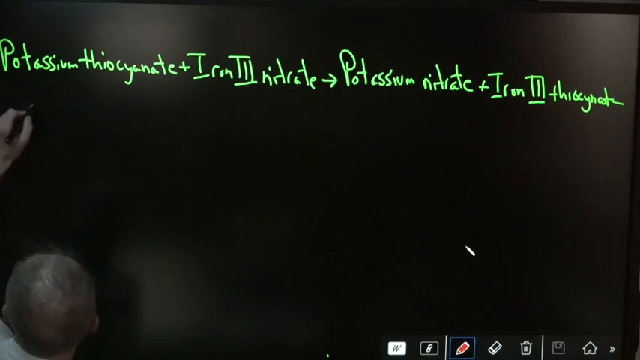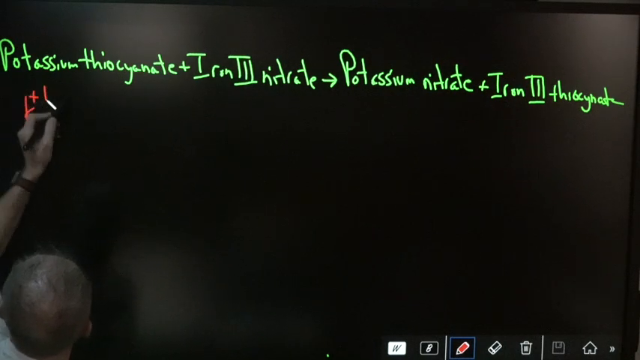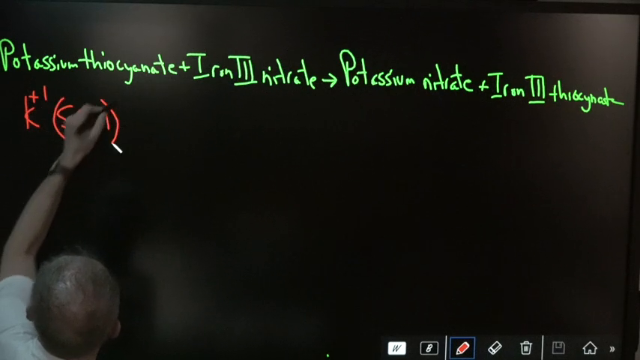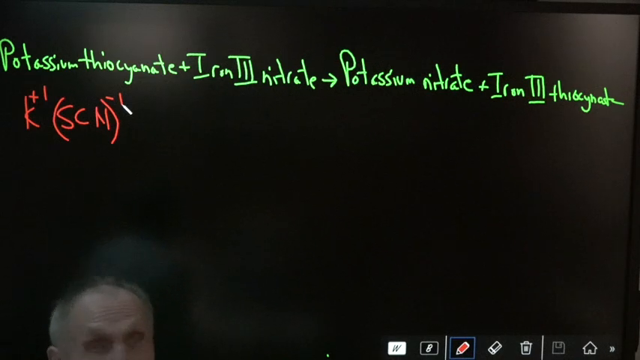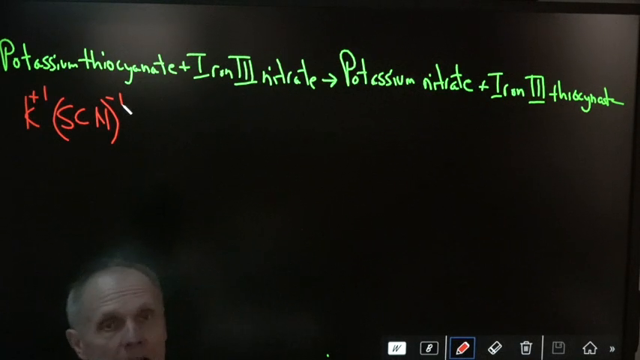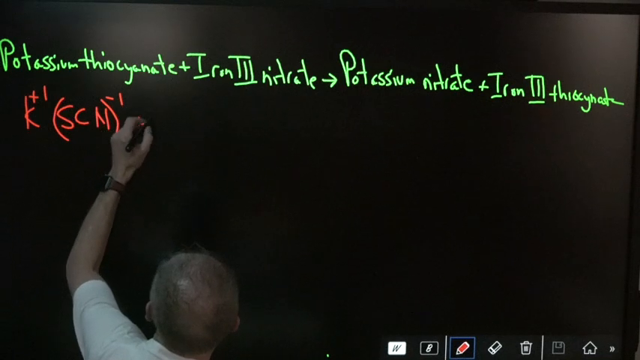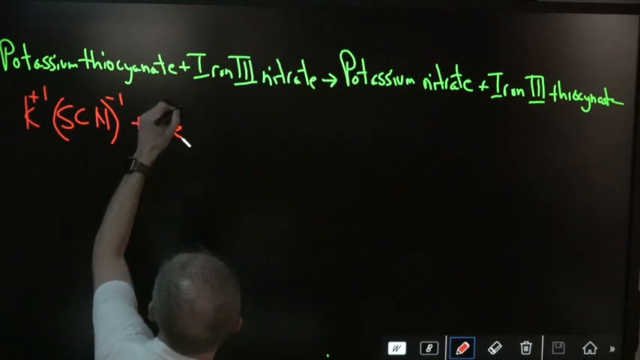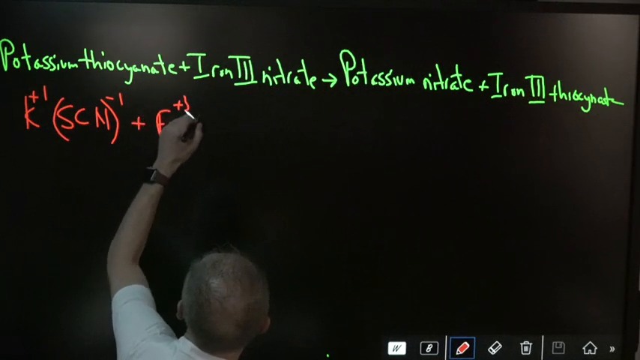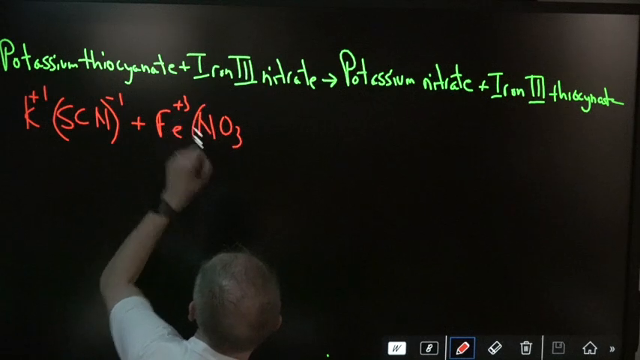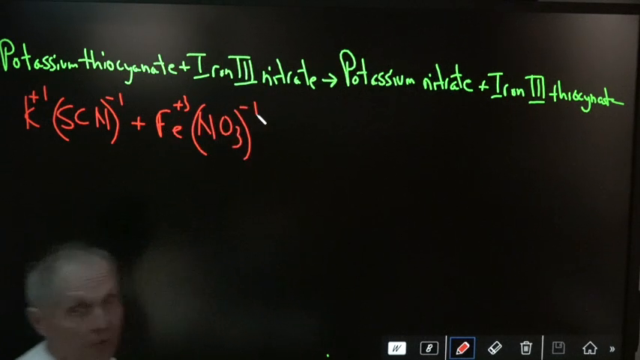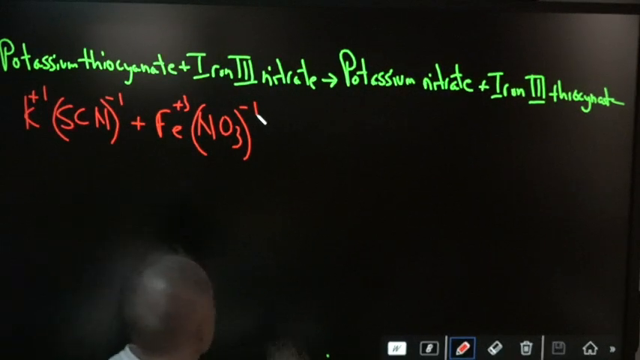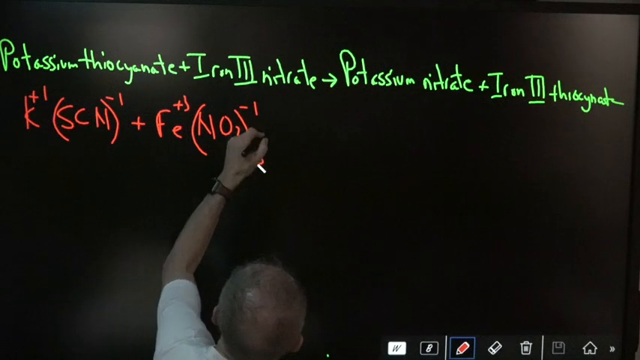Potassium, group 1, K plus 1, thiocyanate, SCN. That's a -1. So guess what? That's perfect. Don't have to do anything. Plus, iron, Fe. Roman numeral 3 means +3. Nitrate, NO3, -1. So there is a +3 to -1. That's not going to work. So crisscross and drop the signs. There's a 3 right there.